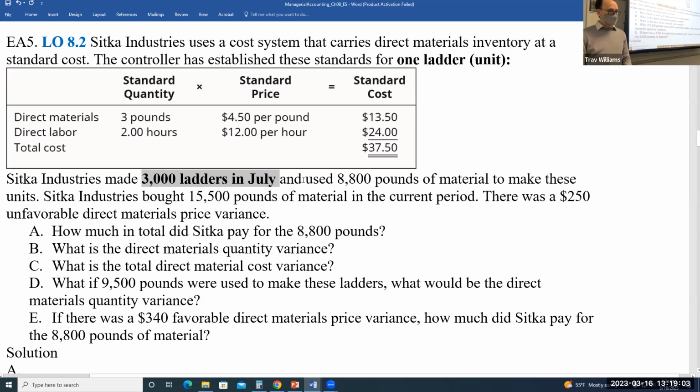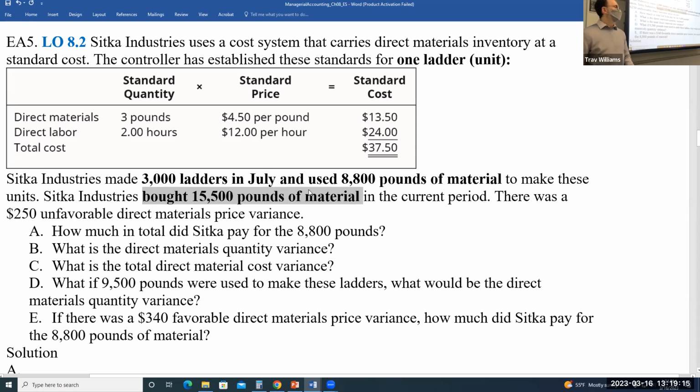They used 8,800 pounds of material. They tell us they bought 15,500 pounds of material. Remember that the amount you purchase is not always the amount that you use. So there are some exercises and problems where you need the purchased amount to figure out how much was paid for the materials, but then you have to remember they didn't use all of that. They also tell us there was a $250 unfavorable direct materials price variance. All right, it's a lot of information.